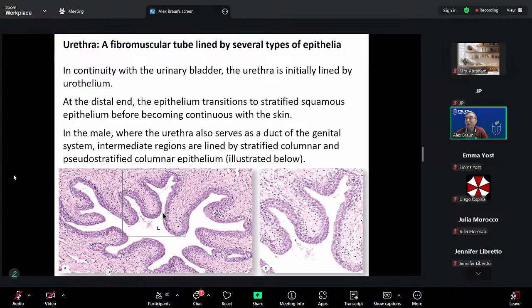And this diagram from the book actually shows stratified columnar epithelium or pseudostratified columnar epithelium. So that's what's being illustrated here in this particular image. Okay, so it just shows you that the urethra is a bit more complicated than maybe one would expect.